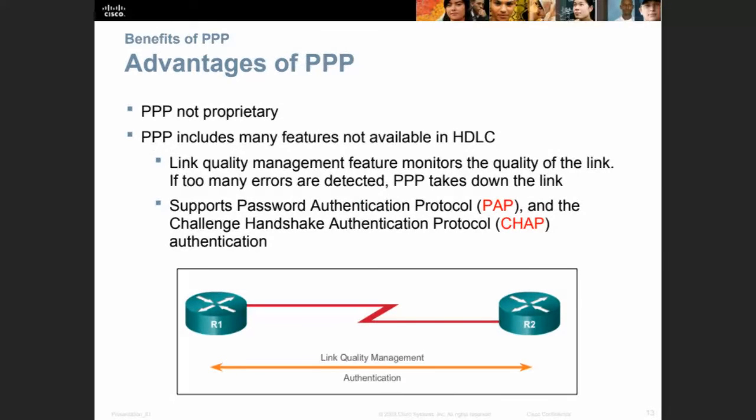They might ask you, what are the three main components of PPP? Short answer. PPP is not proprietary. PPP includes many features not available in HDLC, such as link quality management. It monitors the quality of the link. If too many errors are detected, PPP takes down the link automatically.